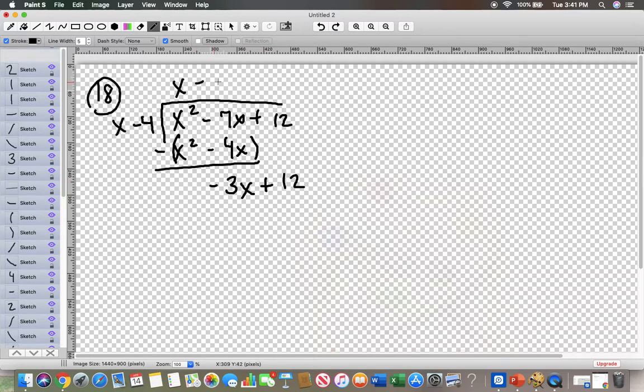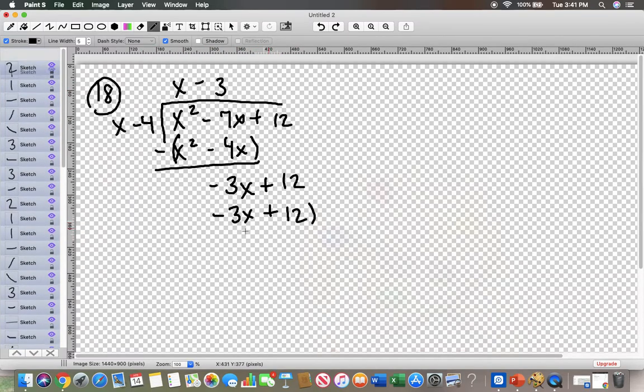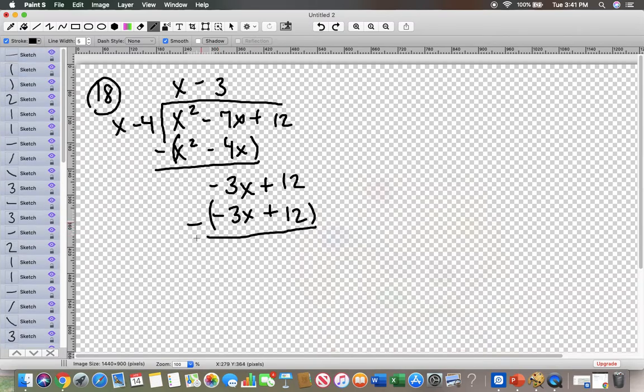This is going to be negative 3 because negative 3 times x is negative 3x. Negative 3 times negative 4, that's positive 12. Here we go. We are subtracting negative 3x minus a negative, so that's negative 3x plus 3x, that's 0. 12 minus 12 is 0 as well. I have no remainder. Therefore, my final answer is x minus 3.